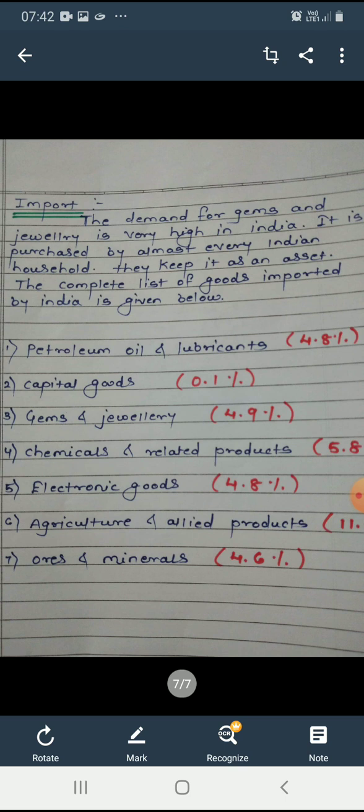This is the recent share of India's foreign trade in gross national income. I hope you all understand the features of composition of India's foreign trade and the activity on the recent share of India's foreign trade in gross national income.